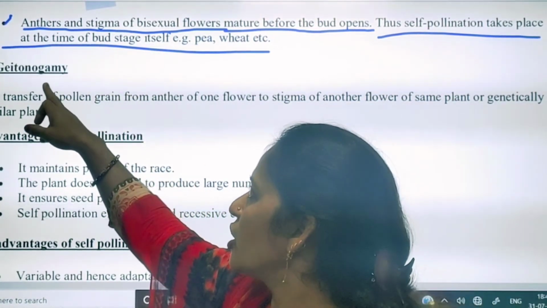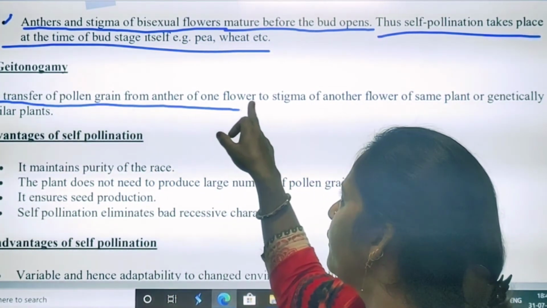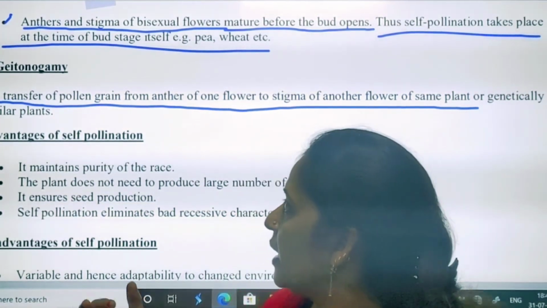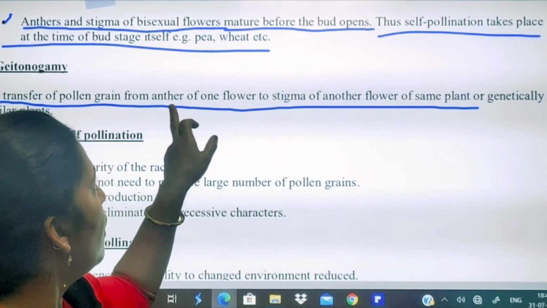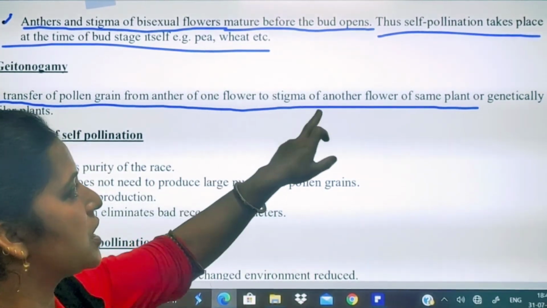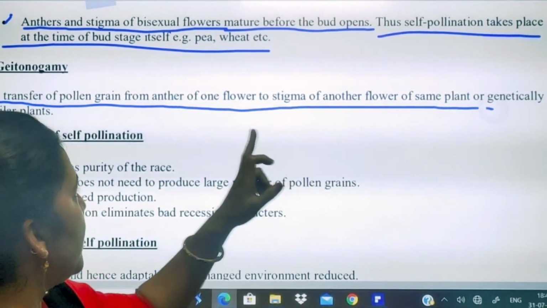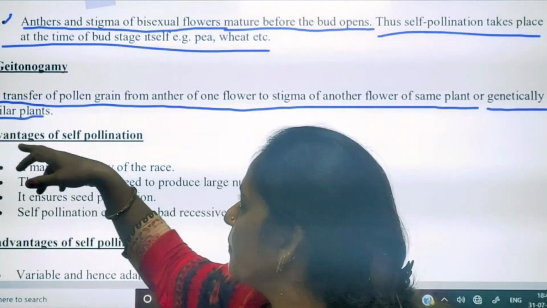Next is geitonogamy. It is the transfer of pollen grains from anther of one flower to the stigma of another flower of the same plant. The transfer of pollen grains is from the anther of one flower to the stigma of another flower of the same plant or a genetically similar plant. This is known as geitonogamy.